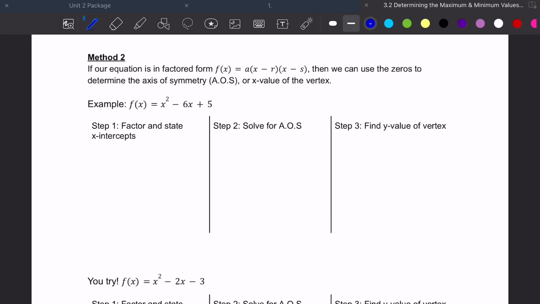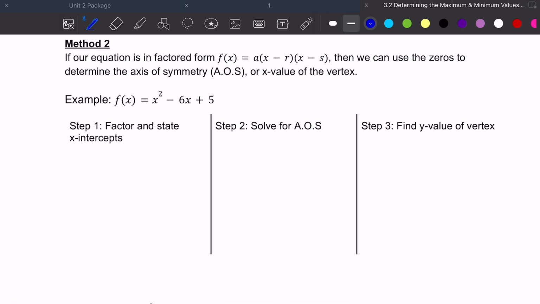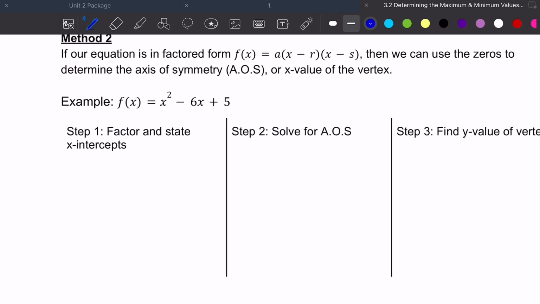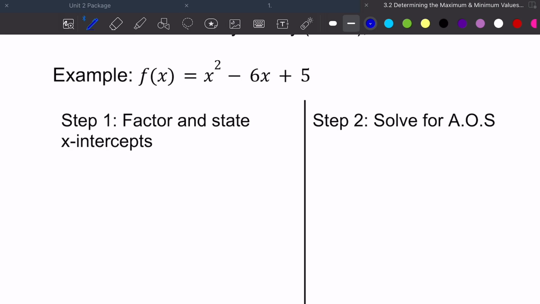The second one is if you're in factored form. So then you could FOIL, select like terms, and then do the whole x equals negative b over 2a. Or you can use your zeros of the equation to determine your axis of symmetry, which is your x value of the vertex, and then find the y value. So same thing. So okay, step 1, I gotta factor. How can I do that? Product 5, sum negative 6. What are my two numbers gonna be?